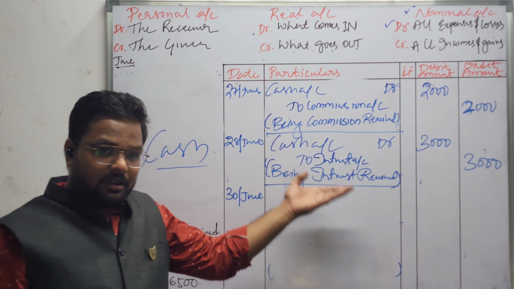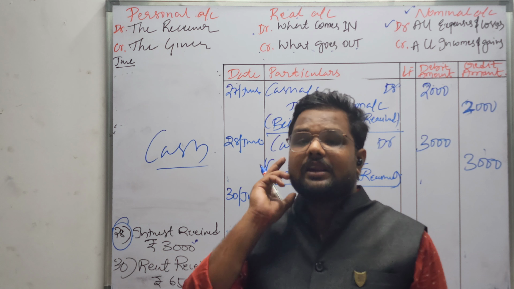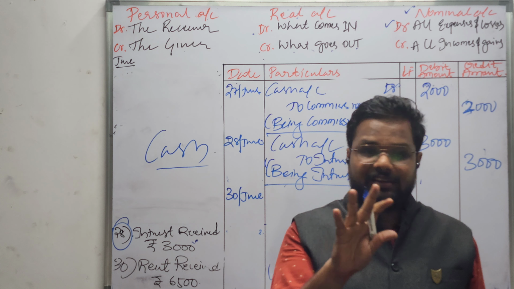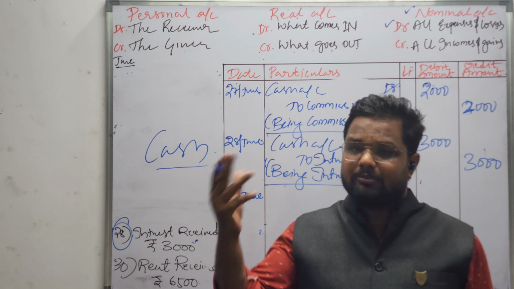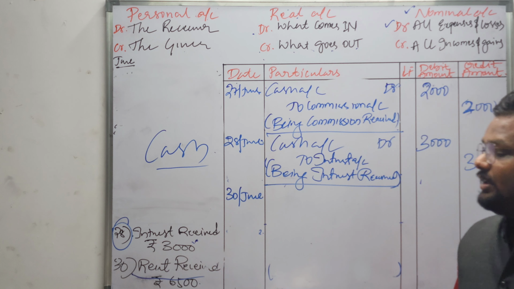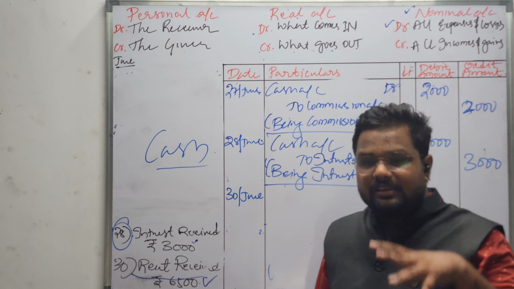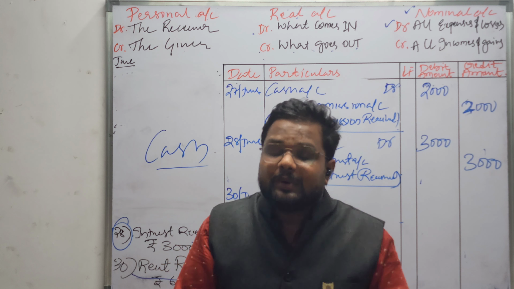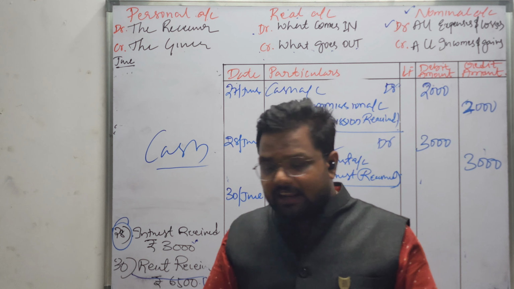Just now we have seen in the expenses, rent paid. Now we are seeing rent received. Now rent can be paid, rent can be received. Interest can be paid, interest can be received. Commission can be paid, commission can be received for a business. So now you are receiving the rent. How much are you receiving? 6500. Whenever you are receiving the rent, is that an income for you or an expenditure for you? Definitely an income.